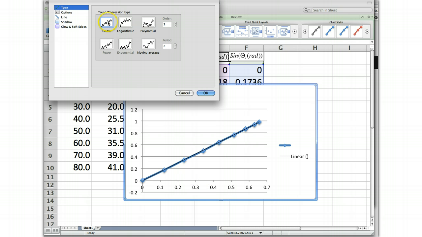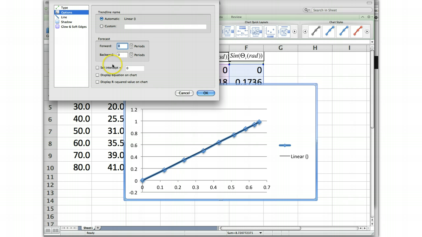But what I want is a linear regression because I want to know what the slope of that line is. And so I'm going to click on options, and I am going to ask it to display the equation on the chart, and then I generally do the display R squared value on the chart because that's a measure of how good of a fit it is, where R squared should be as close to 1 as possible.